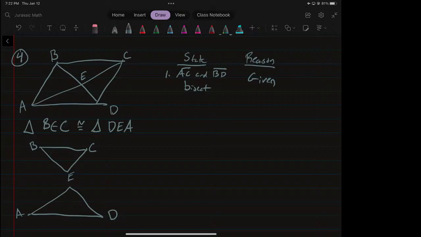So, what'd you say first? Reflexive property. CA is congruent to CA. That will not help you at all. The only thing that will help you from the given is going to be, let's see here, AC bisects. So that means this, AE is congruent to CE. And the reason is because of the definition of bisect.